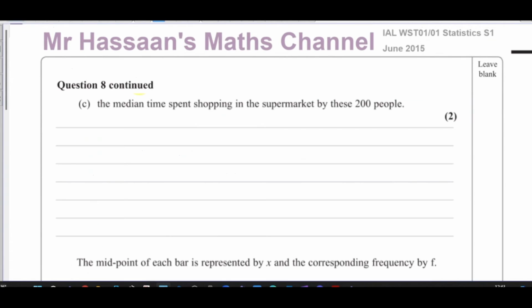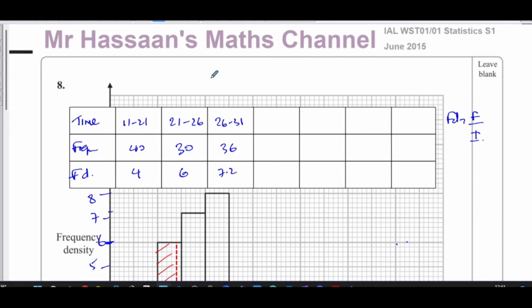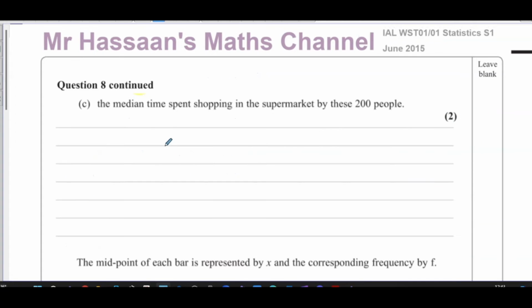Now, part C of the question says, find the median time spent shopping in the supermarket by these 200 people. So if we go back to our table here, we have a total of 200 people. Okay, so I'll just write it here. We have the total people is 200, as it told us in the question. Now, the median, which is Q2, is found by taking the total dividing by 2, which is 100. That's going to be the place we're looking for, the 100th position.